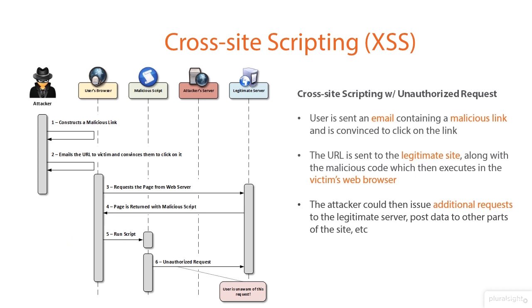Once that happens, that malicious script, depending upon what it is, can then generate additional requests coming, as it would appear, from that user to the legitimate server. Those additional requests could post data to other parts of the website, or it could do some other actions on behalf of that user without the user being aware that those requests are being sent. Okay, that's the key takeaway here. When we're doing this unauthorized request, that script will continue to function and send additional unauthorized requests to that legitimate web server.